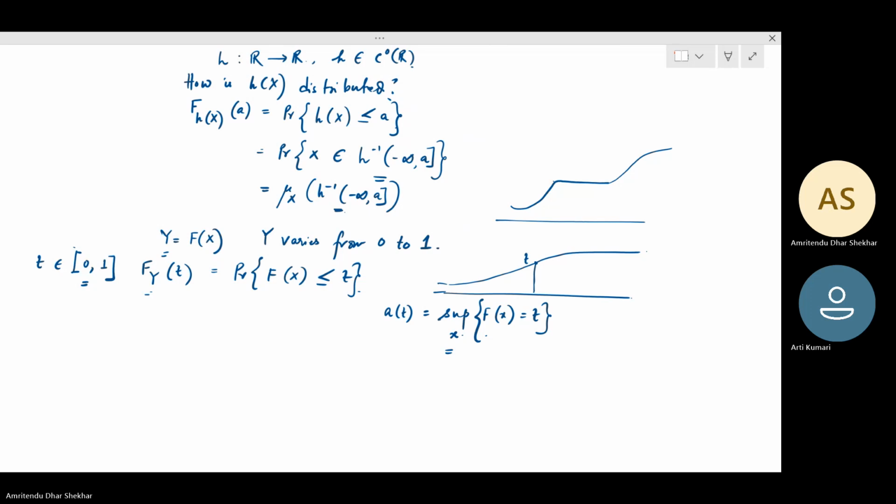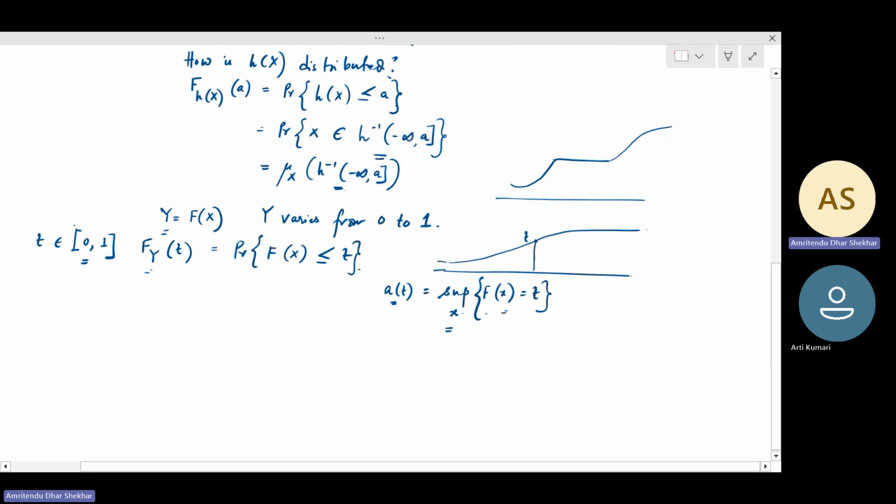But the set where f of x is equal to t is always going to be a compact set. In fact, it is going to be a compact interval. And you take the rightmost point of this interval, which is a of t.